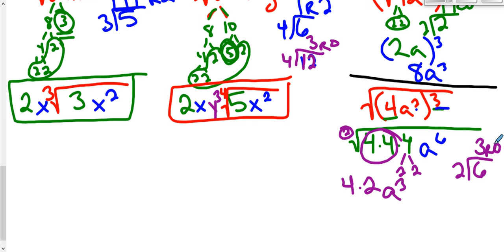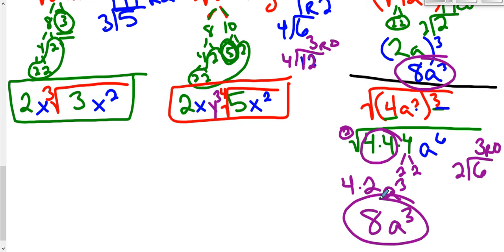So all I have to do is simplify this. 4 times 2 is 8 times a cubed, which is the same answer I got up here. It doesn't matter which way you do it, you get the same answer every time. So that's it for our review of simplifying radicals. We have our very last topic coming up in the next video.